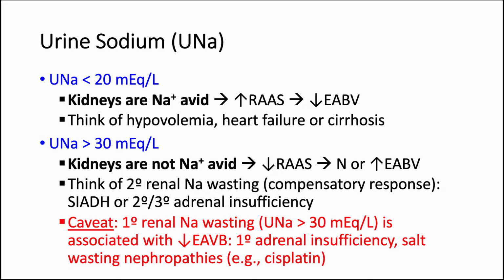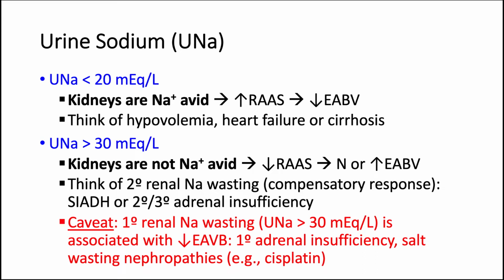The other group of conditions are what we call the salt wasting nephropathies, where some insult or drug causes the kidneys to get damaged and lose sodium, and the patient gets volume depleted with low effective arterial blood volume. In those patients, for instance, drugs such as cisplatin can do that, but you will have a high urine sodium, and if you're not aware of this caveat, you might think that the effective blood volume is normal or high, but in reality, it's low. So that is the caveat. You have to be aware of that.